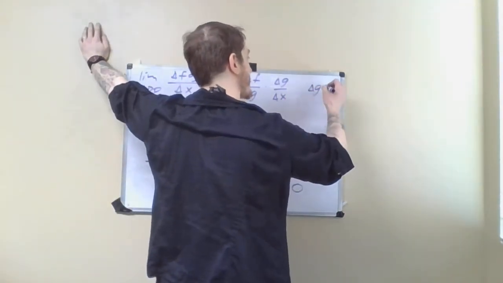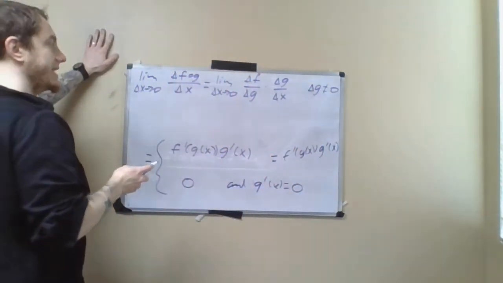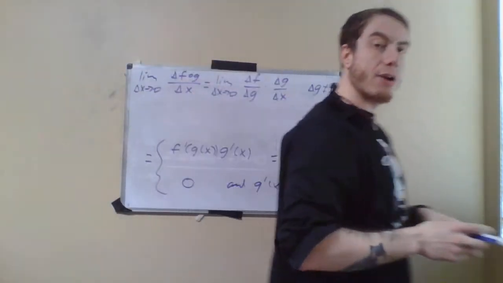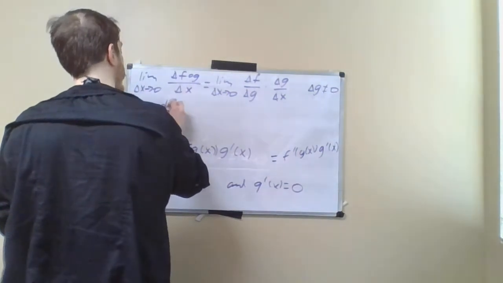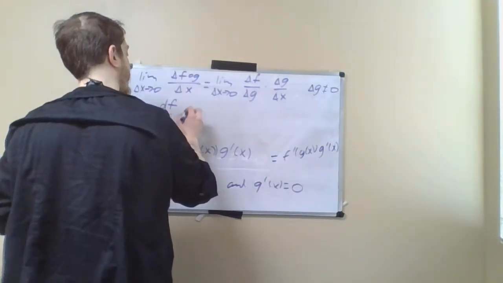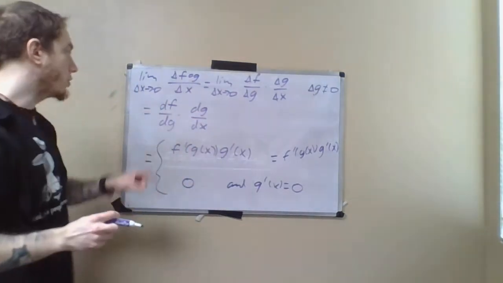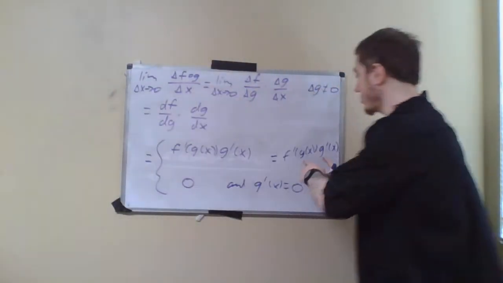So let me note that down here. We have delta g not equal to 0. And then this leads us to another notation, where we can say this is the derivative of f with respect to g times the derivative of g with respect to x. So some people like to write the chain rule this way. I personally prefer to write it this way.